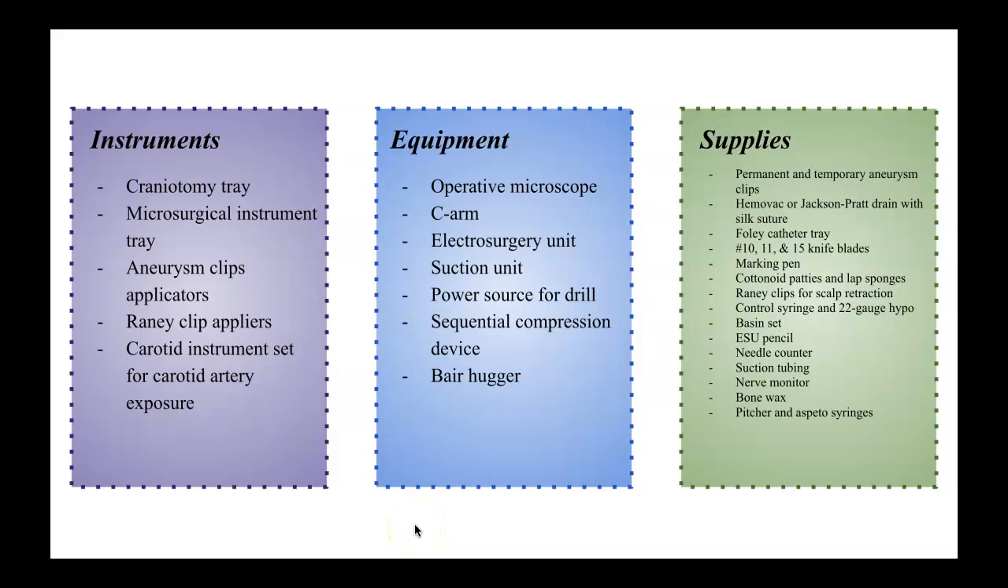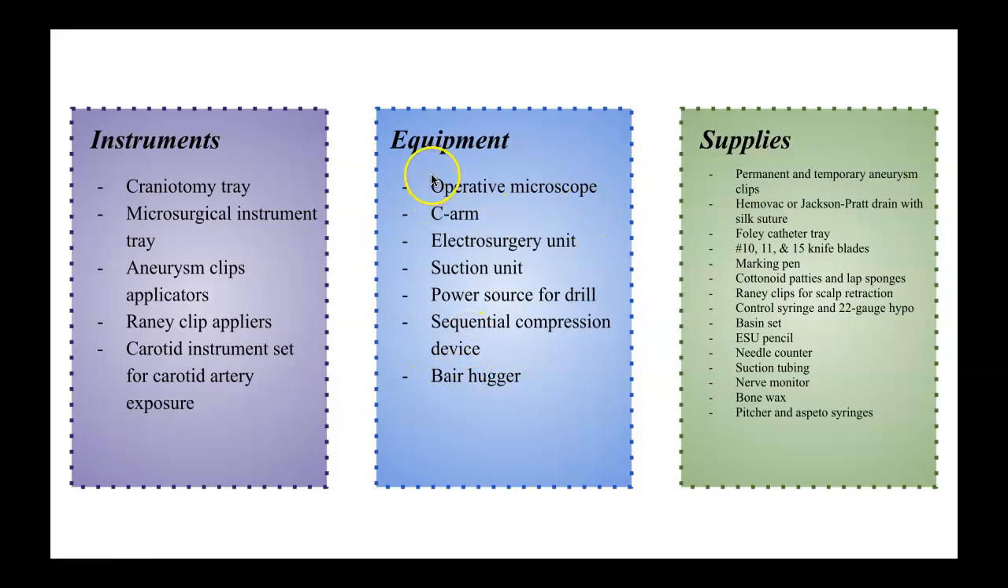So the instruments involved are a craniotomy tray, a microsurgical instrument tray specifically from neuro, aneurysm clip applicators, Raney clip appliers, and a carotid instrument set for the carotid artery exposure. The equipment includes the operative microscope, the C-arm, an ESU unit, suction unit, power source for the drill for the burr holes, SCDs, and a Bair Hugger.